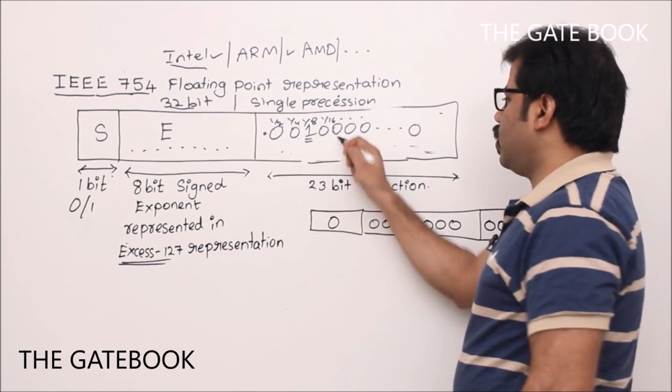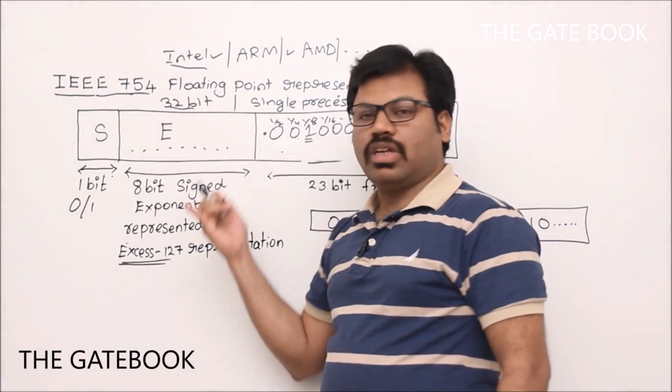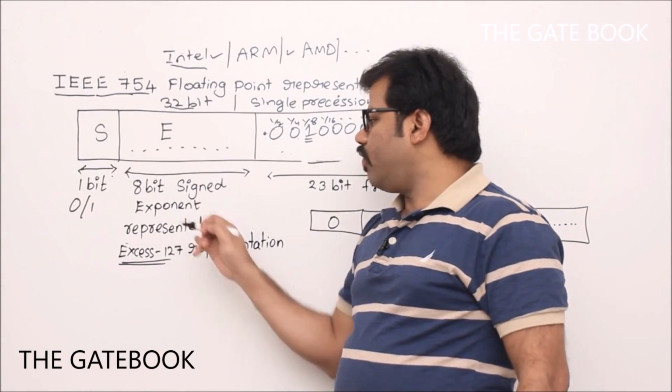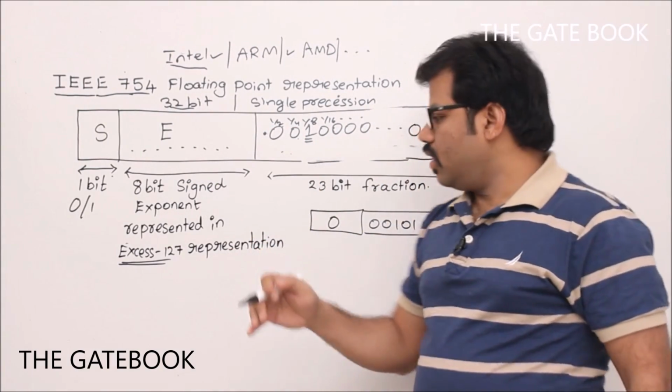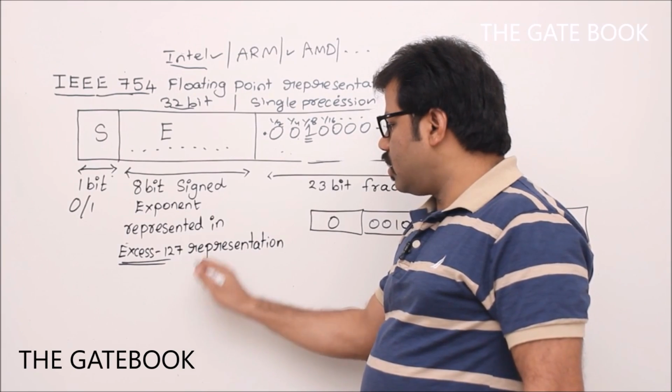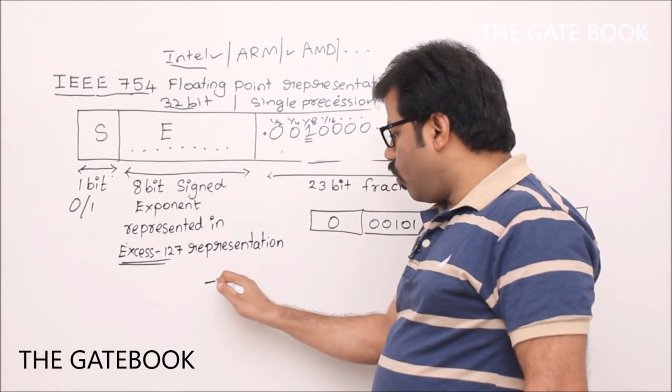That's it. Now you understood this one. You understood exponent, of course, not clearly. I will explain what is the meaning of this XS 127 representation. Once this pattern is written, then this pattern will be represented overall like this.